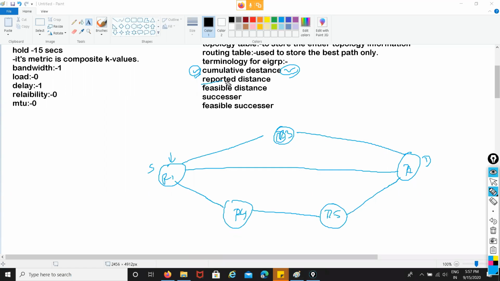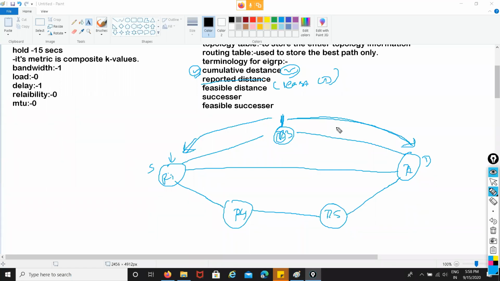Okay, what is the reported distance? The reported distance means the path from its neighbor router to its destination, the path advertised by its neighbor. Like if R3 knows the distance from R3 to R2 and that information is advertised to its neighbor R1, then R1 stores that particular information in its reported distance table. Okay. What about feasible distance? Feasible distance is, you can also say, the least CD, like the least cumulative distance.